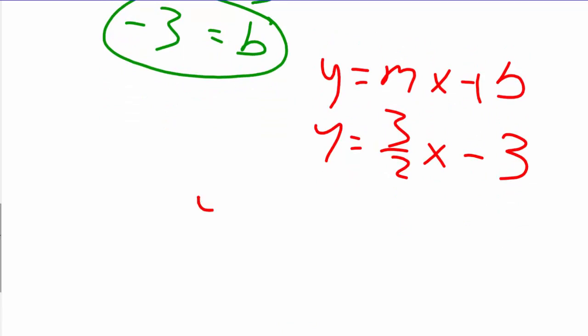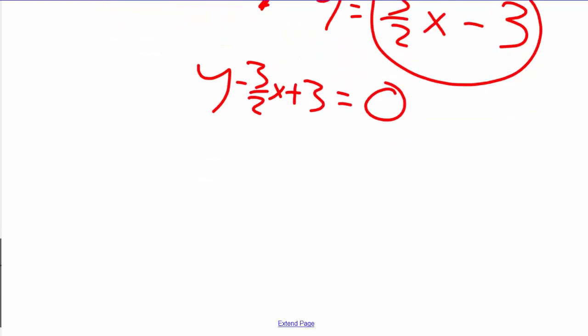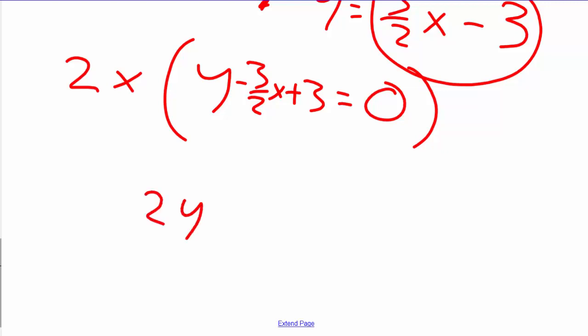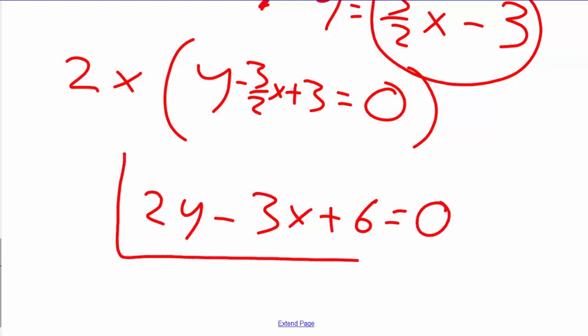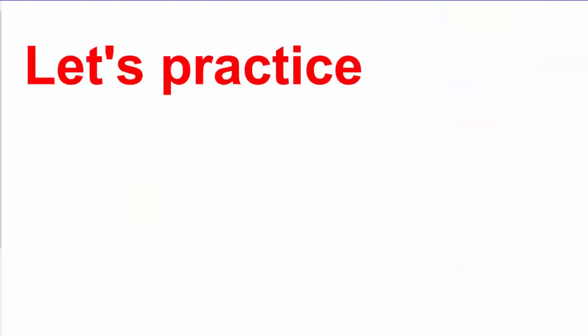And I'm going to move everything from the right side to the left side. Minus 3 over 2 x plus 3 equals. Thank you. And I got a fraction here. We have to make sure we don't have a fraction, so I'm going to multiply everything by 2. It's going to be 2y minus 3x plus 6 equals 0. That's the standard form. That's what we are practicing here. Let's practice.